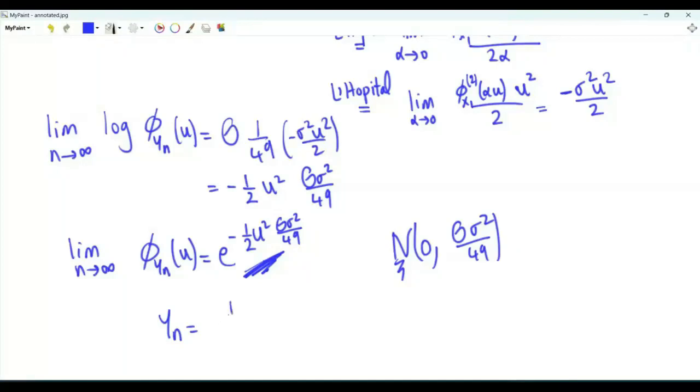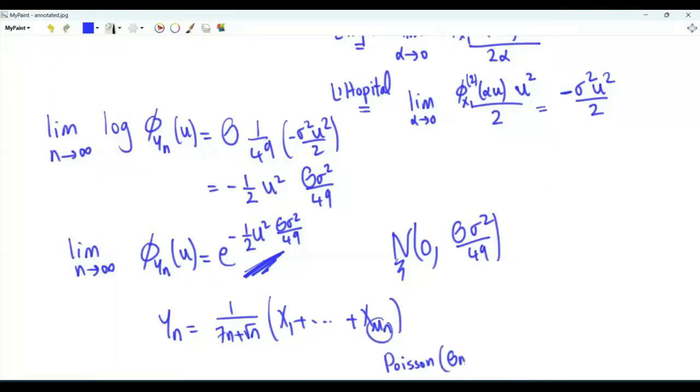The random variable Yn, which is equal to 1 over 7n plus square root n, the sum from X1 to XMn, where Mn is Poisson with parameter theta n squared, converges in distribution to a zero mean Gaussian random variable with variance equal to theta sigma squared over 49.